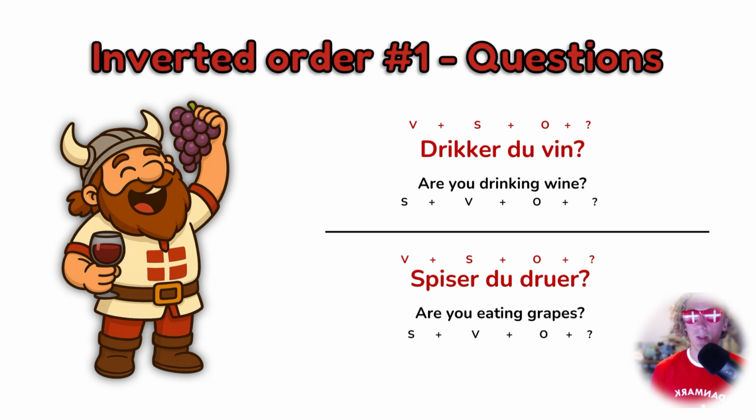Same example here, "spiser du druer?" Are you eating grapes? Verb, subject, object, question mark. In English, are you eating grapes? Subject, verb, object, question. So, in Danish questions, we do have the verb and then the subject.